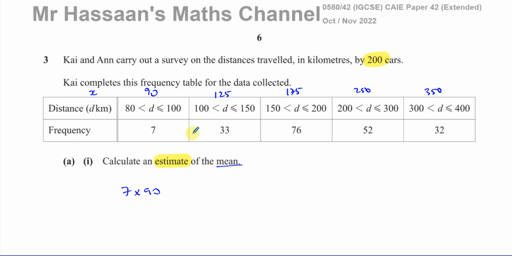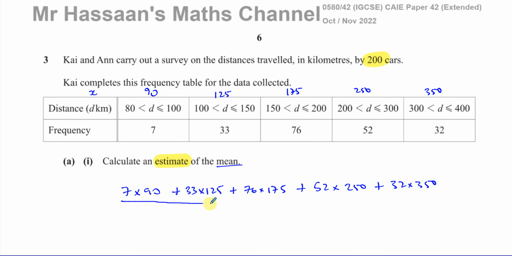Now we've got to find the total sum of the distances of all the cars. So we've got to do the same for each one of these categories. So we're going to add to that 33 times 125, and add to that 76 times 175, and add to that 52 times 250, and add to that 32 times 350. And all of that is to be divided by 200. And so that's going to give you your answer.